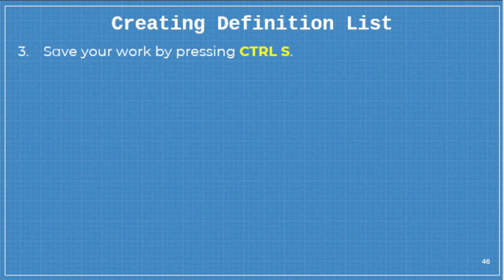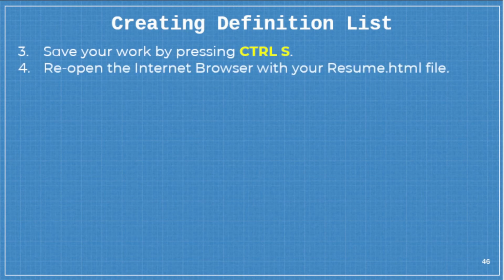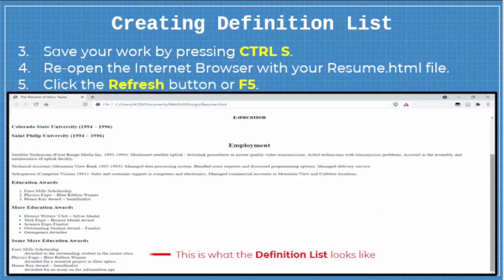So once you're done, again, save your work by pressing Ctrl S. Go back to your browser, hit that refresh button or F5 on your keyboard, and now this is what you will see. See the difference? The Education Awards at the top is the ordered list. The More Education Award is the unordered list. And the Some More Education Awards is your definition list.